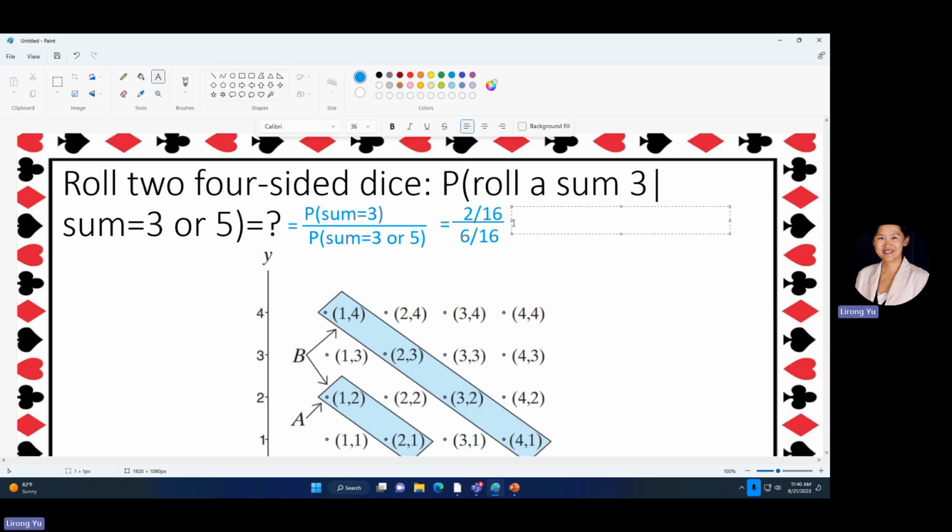So altogether, we cancel the denominator 16, which is 2 over 6, and then you can simplify even further. That will be 1 over 3. So the answer to the question is actually 1/3, assuming the condition. This is like knowing the summation is 3 or 5 to find out how likely it is 3. So obviously 5 is more likely than 3 if you already knew the summation is 3 or 5.